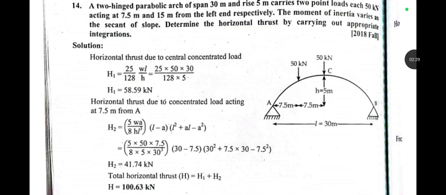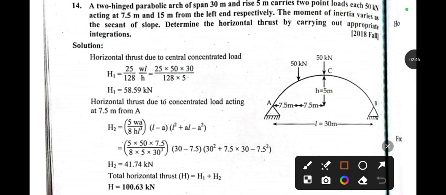horizontal thrust for the different sections has different formulas. Okay, for the point load, for the UDL, and for the UVL we have different formulas. So in the very first step we need to calculate horizontal thrust due to this central load. So you can see this 50 kN acting at the center of this arch, which is acting 15 meter from the left side, and the height of this arch is 5 meter, and the length is given as 30 meter.